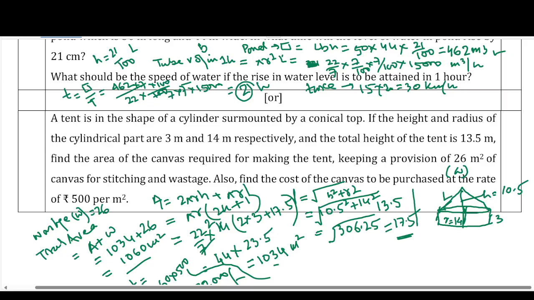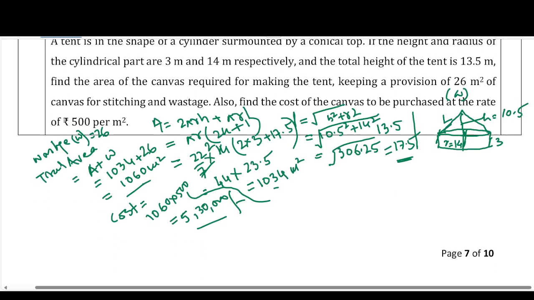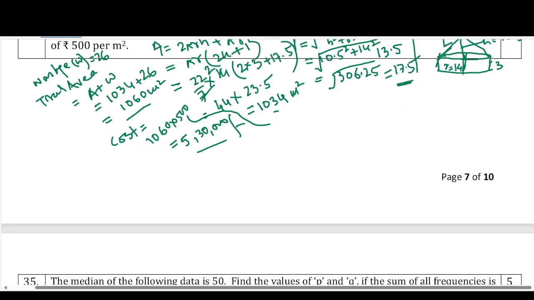So 1034 meter square is the area, but wastage is there. Take 26 meter square wastage, so total canvas required is 1060 meter square. That is the answer. But one more question: 500 per meter square is the purchase rate, so how much will the cost be? The total cost will be area multiplied by 500, which will be 5,30,000. This question is a little bit lengthy. For such questions, maintain 6 to 7 minutes maximum for each question.